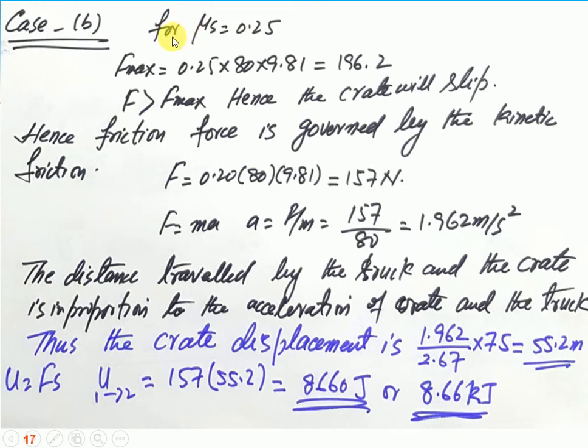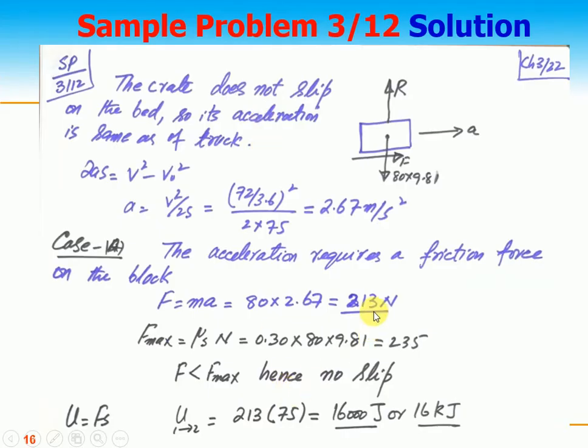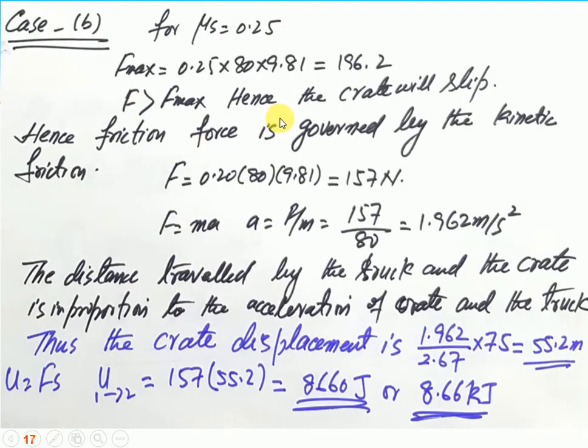Now let's move to mu s equal to 0.25. In this case, the maximum frictional force is 196.2 newtons, and the force we need is 213. It is slightly larger than the maximum friction, so the crate will slip, and the frictional force is governed by the kinetic friction. Now the frictional force is 0.20 times N, which is 157 newtons. So we know that F is equal to ma. In this case, the acceleration will be 157 by 80, and that is 1.962 meter per second square.